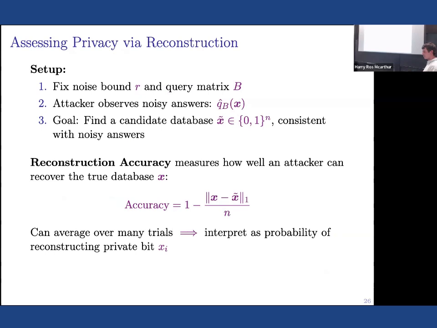Given that they have a candidate database, which they think is the right one, you can compare that to the true one. You can see how many entries agree and transform that into a score. An accuracy of 1 indicates that you've got every single person's smoking status correct. 0 indicates you've got them all wrong. You can get an average and do this many, many times, and you can interpret the average reconstruction accuracy as the probability that you're going to get any particular individual's smoking status correct.